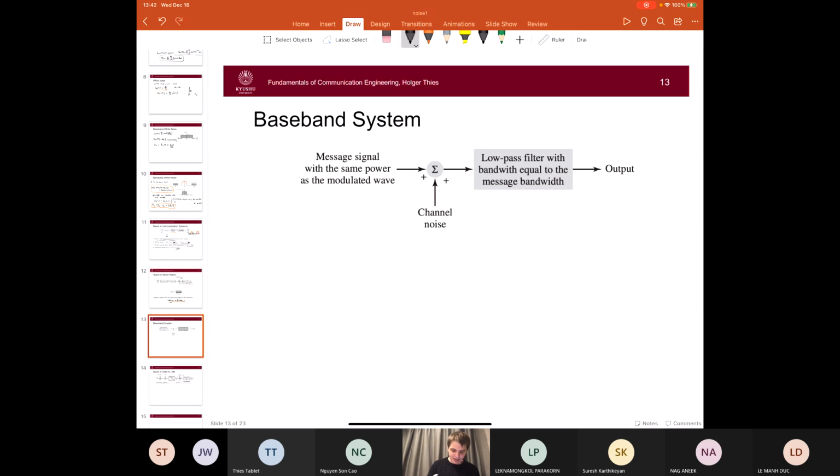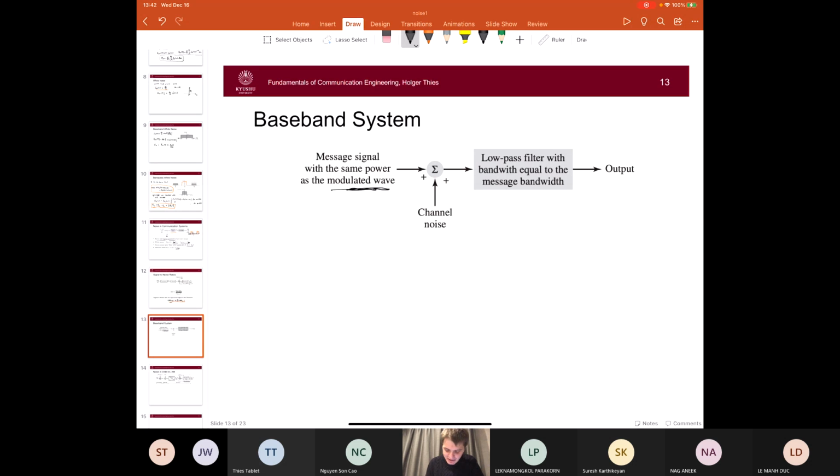Before we do this, we will actually compute the baseband system signal to noise ratio. A baseband system just means we send a message with some fixed power. To compare with the modulated system, we will send the message signal with the same power as the modulated wave. So the modulated wave will have some power, and we will look at the signal that has the same power as the modulated wave, then send it through the baseband system, which just means we send it through the channel without changing the message at all.